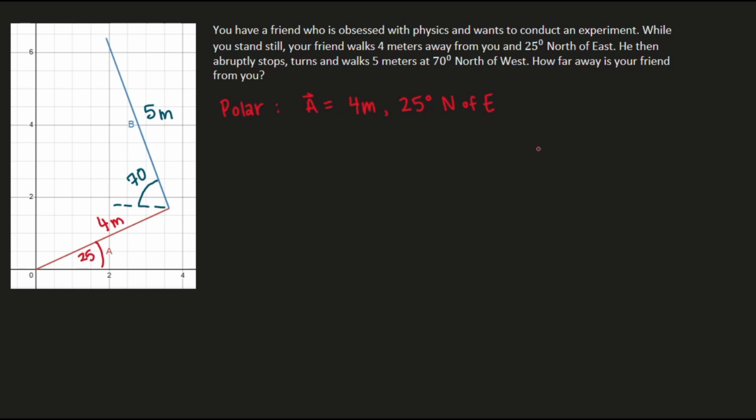I could, however, also write it in terms of a unit circle, so I can say that vector A is equal to 4 meters, and it's, in this case, if I think about where my unit circle starts, it's a really bad drawing of it, but this is 0 degrees, this is 180 degrees, and I always go counterclockwise on a unit circle. So I start this way, so it would just be 25 degrees. So both are acceptable forms in polar coordinates for our first vector.